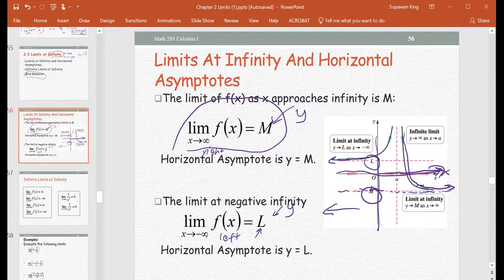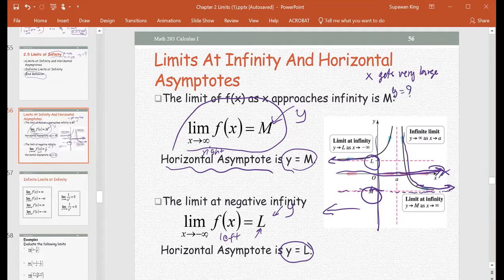Approaching that value means that in the long term, the graph will go toward these two lines. The lines that the graph approaches at each end are called the horizontal asymptotes. Another way to explain it: as x approaches infinity, that means when x gets very large, or as we also say, without bound, in a negative way or a positive way. When x gets very large, what happens to the y value?